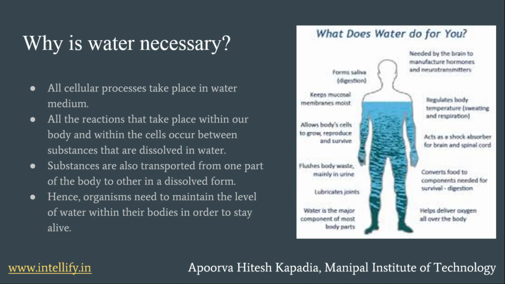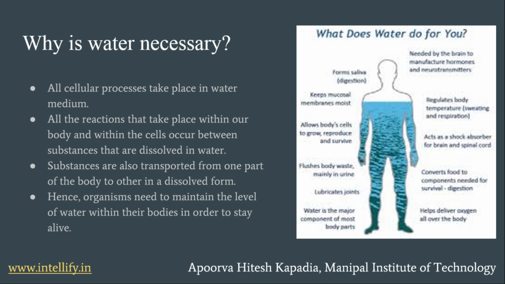Why is water necessary? We know that all the cellular processes take place in water medium. It forms the saliva, which is helpful for digestion. It also keeps muscular membranes moist. It allows body cells to grow, reproduce, and survive. It flushes the body waste, mainly in urine. It also lubricates the joints. It is needed by the brain to manufacture hormones and neurotransmitters.